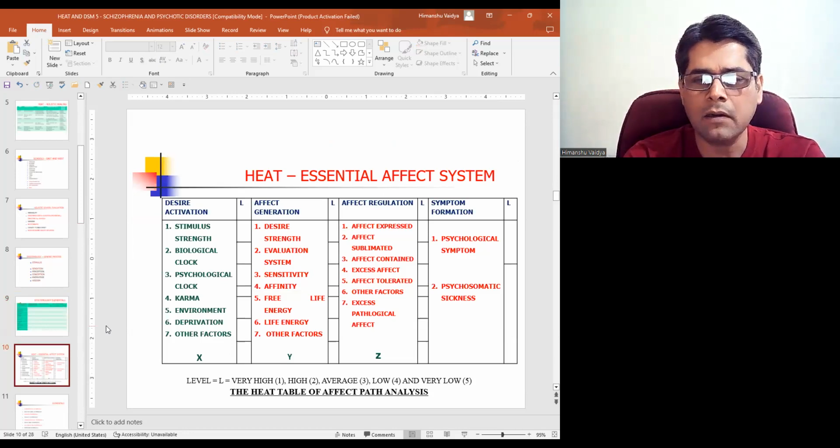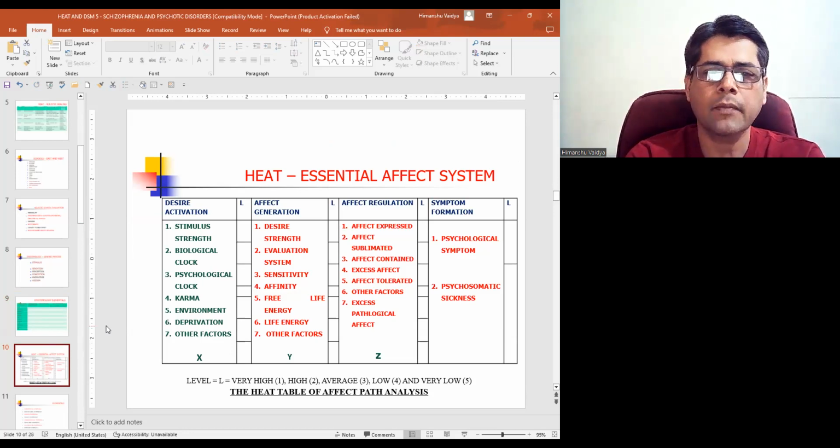Then we look at the affect system, that in the delusion being described or hallucination, whatever the case be, how does desire activation take place? How is affect generated? Because whatever is interpreted as very exciting or very terrifying, huge amount of affect will be generated in response to that interpretation.